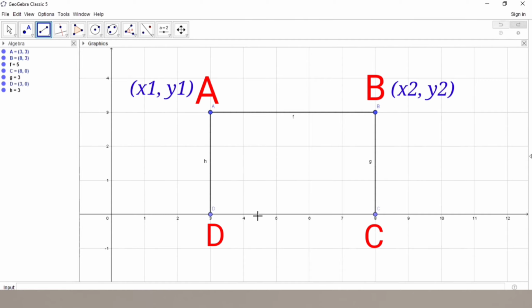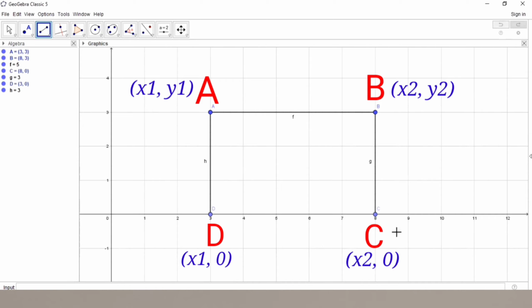And as point C is on the x-axis, its y-coordinate must be 0. So the coordinates of point C are x2, 0. Similarly, we have drawn AD perpendicular to x-axis. So the coordinates of point D must be x1, 0, as x1 is the x-coordinate of point A and point D is on the x-axis. That's why its y-coordinate is 0. So we have got the coordinates of point D as x1, 0 and coordinates of point C as x2, 0.